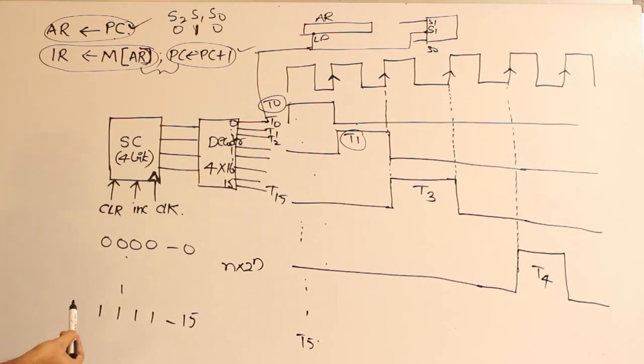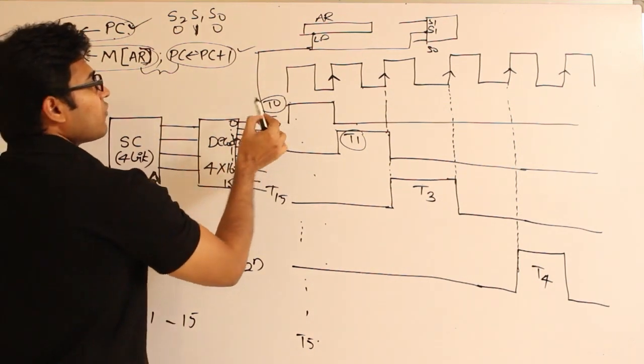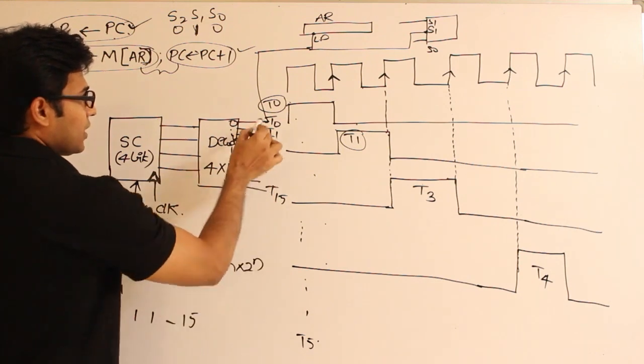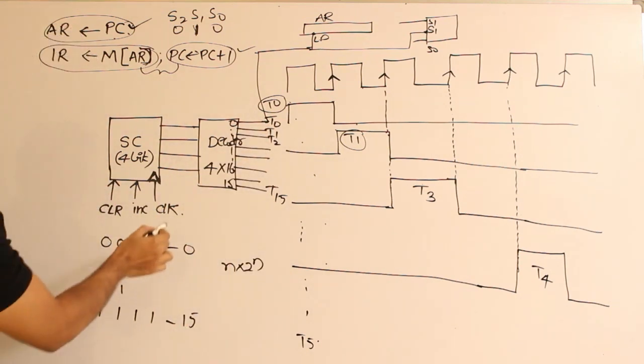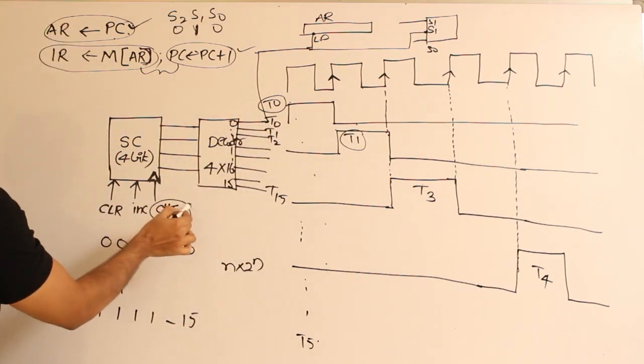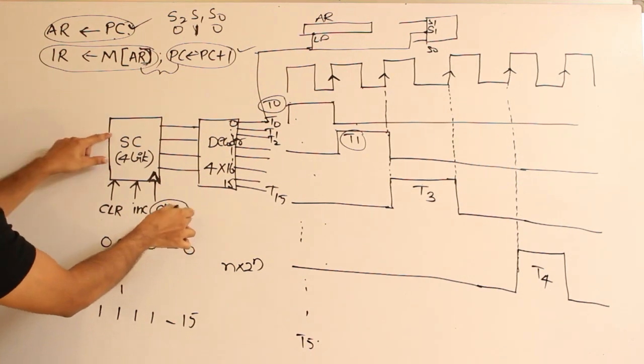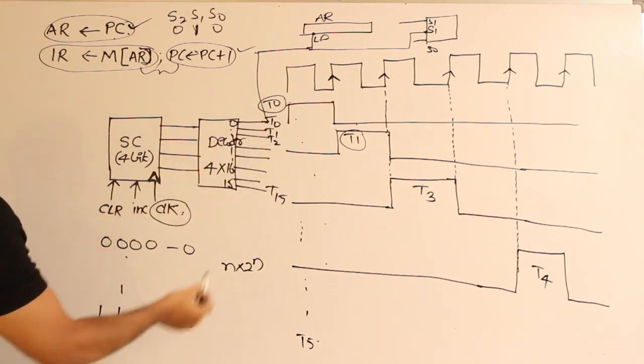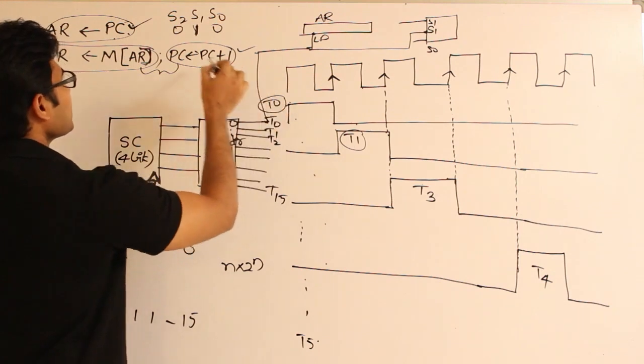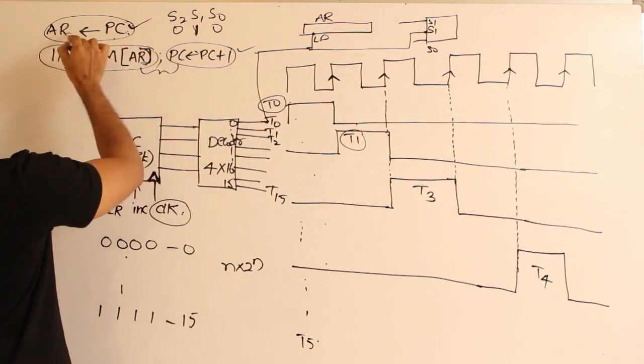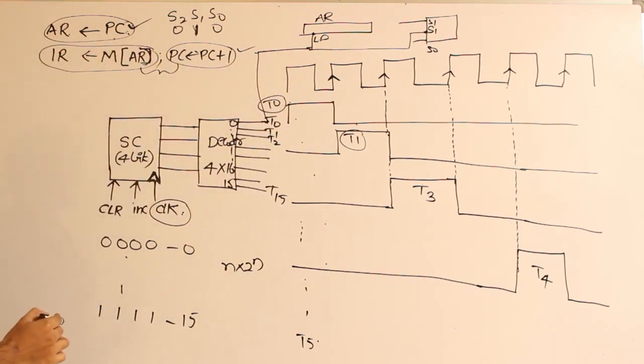Got it? So every time whenever you start the instruction, you just clear this. You apply clear to this. When you apply clear to this, automatically the output produced will be T0, and automatically whatever the address is there in program counter, it will be loaded into the address register. Got it? And similarly you can do the next one.